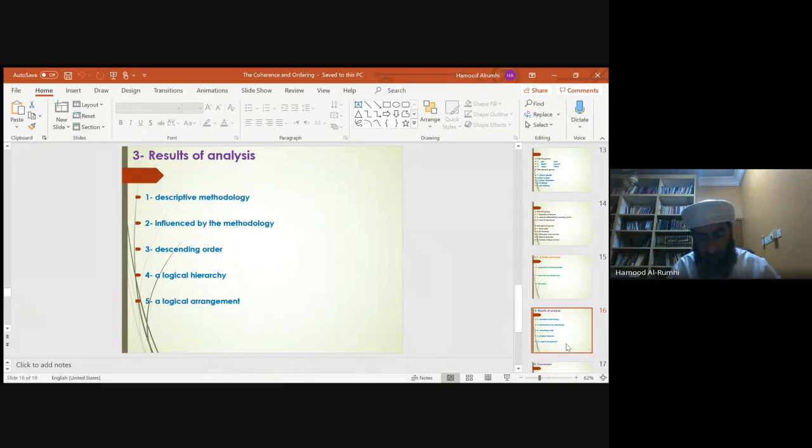Number 4, these treatises also afford phonetic studies in a manner that predominantly demonstrates a logical hierarchy proceeding from a general phonetic topic to a specific one. The last one, the ancient Arab linguists were aware of the importance of a logical arrangement in the presentation of the manners of articulation.